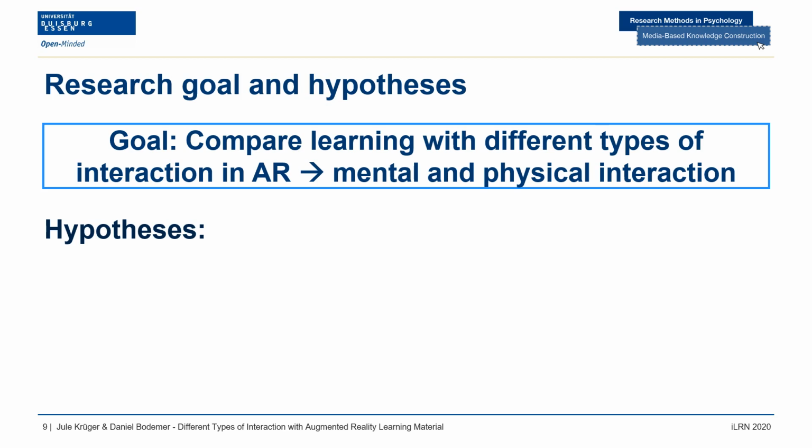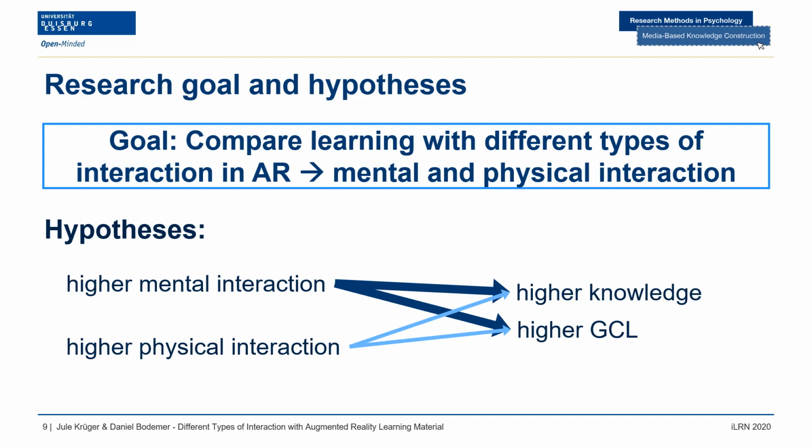Hypotheses that we formulated based on cognitive load theory were that both a higher mental interaction and a higher physical interaction would lead to a higher knowledge and germane cognitive load, but that this influence would be bigger for mental interaction. We also hypothesized that higher physical interaction would lead to higher extraneous cognitive load.